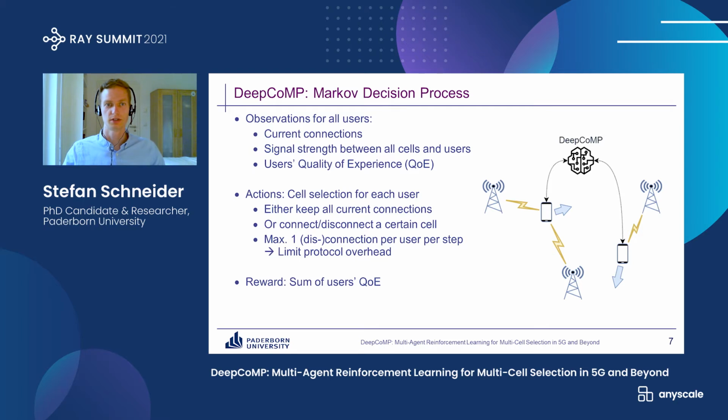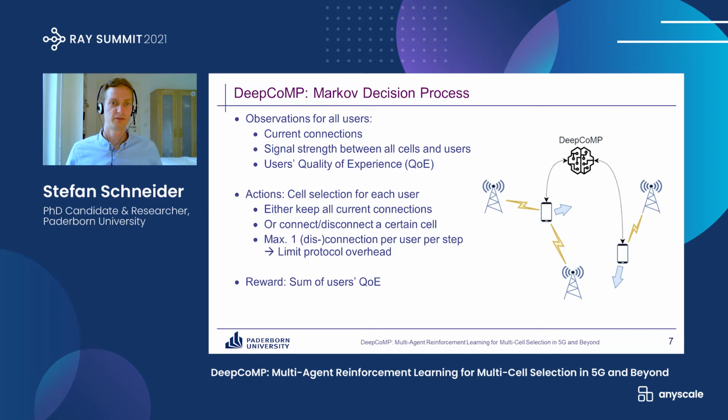Based on the signal strength between the different cells and users. So this is the signal to interference and noise ratio, or short SINR, and based on the user's current quality of experience. And here we don't even need to know this utility function that I showed earlier. We simply need to approximate or estimate the instantaneous quality of experience for each user, and there are approaches out there to do that. So given such an observation, our DeepCoMP agent makes an action, and that action defines the cell selection for all of our different users.